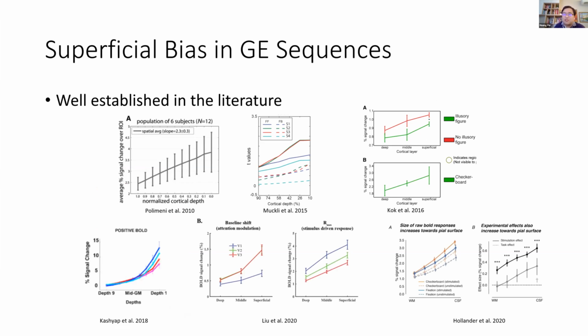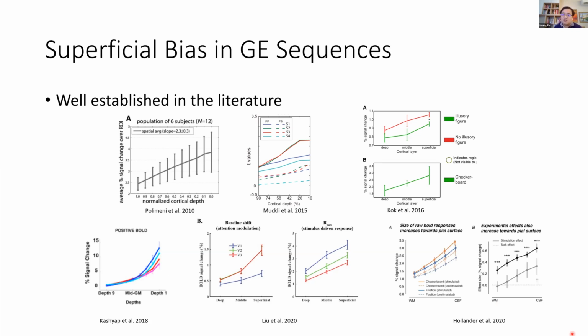The problem with superficial bias is very well established in the literature, as you can see from all these figures. All of them show the near identical trend of increasing signal towards superficial layers across all their different paradigms. This is also observed to affect both raw responses as well as experimental effects, such as attentional modulation, as seen from these two 2020 papers.